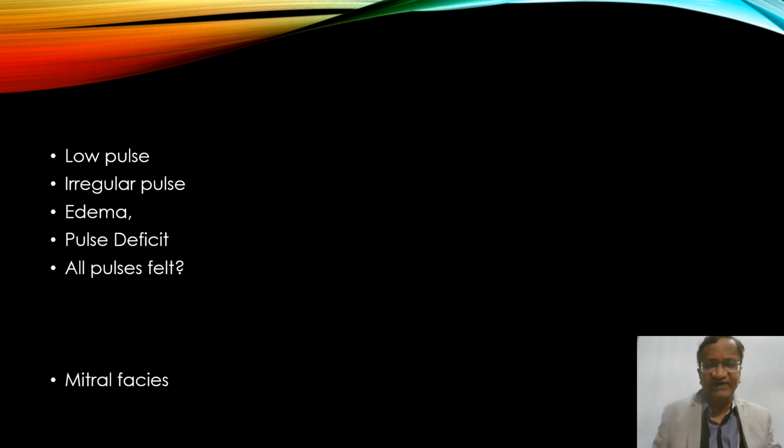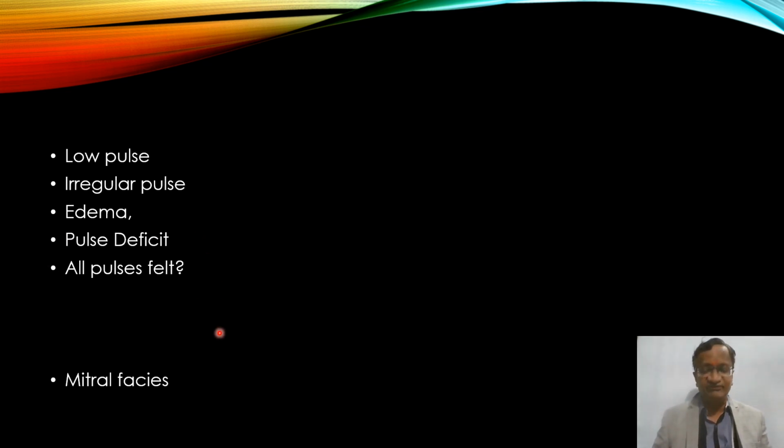What are the clinical findings? Now we have clearly told what the symptoms are and why they occur. Now what are the findings and why should they occur? There is a low pulse because it's a fixed cardiac output, low output state. In mitral stenosis, nothing is coming to the LV. Irregular pulse. Edema, already we know there may be RV failure. Because of the irregular pulse, there may be a pulse deficit. Because of embolism, we don't know whether all pulses are felt or not.